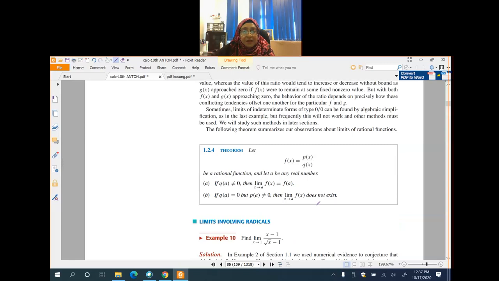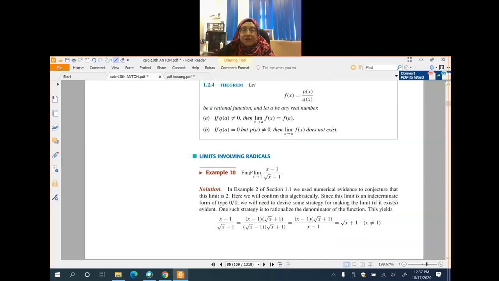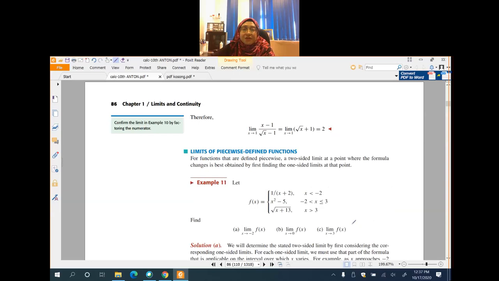Okay, and then radicals, limits involving radicals. So for this one, if you substitute, you get 1 minus 1, the denominator will be 0. Okay, so the second step is by what? We have done this before, right? I think we have simplified this. And by simplifying, we get this one. You substitute x equal to 1 in this, it will give you 2. I think we have done that. It's the same function.